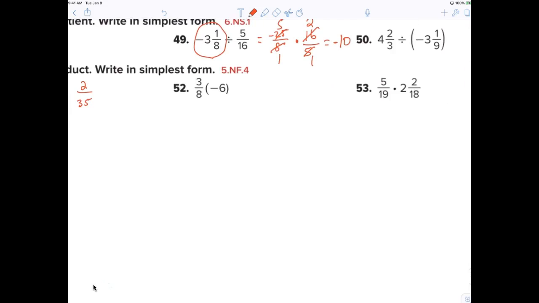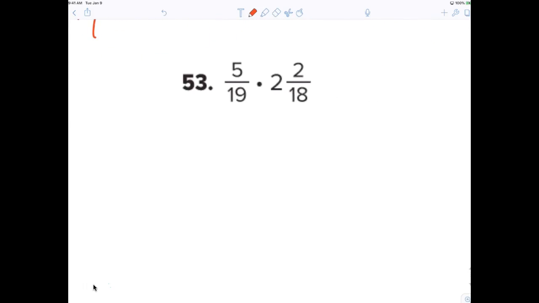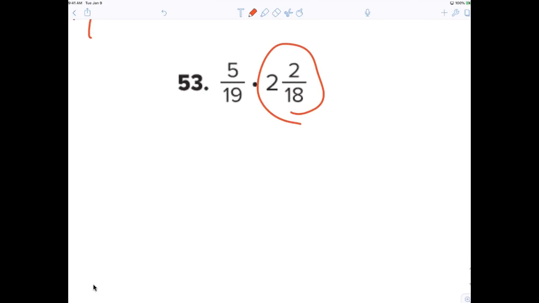53. Emiliano, what do I do? You have to turn the mixed number into an improper fraction. So what is that going to be? 2 times 10, 20, 2 times 8, 16, 20 plus 16, 36, 36 plus 2, 38. See how easy that was? Very good.